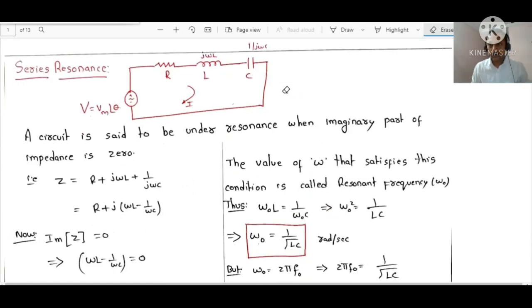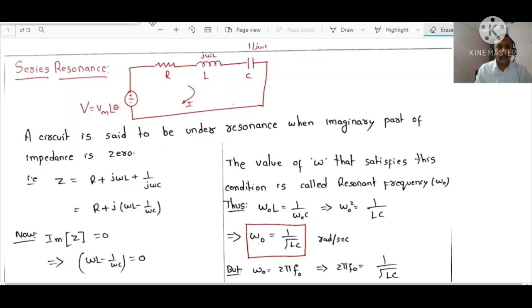Before watching this video, you should have completed how to find the impedance of a series RLC circuit. Please watch the impedance and admittance topic first. After completing that video, please watch the series resonance.